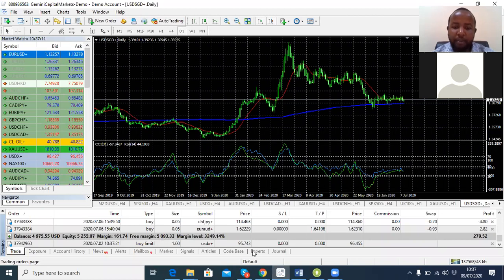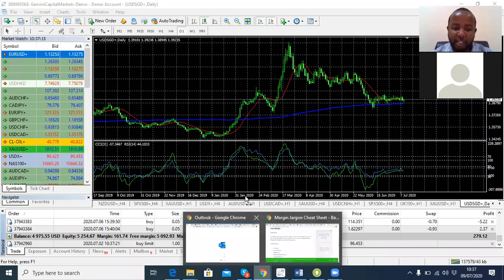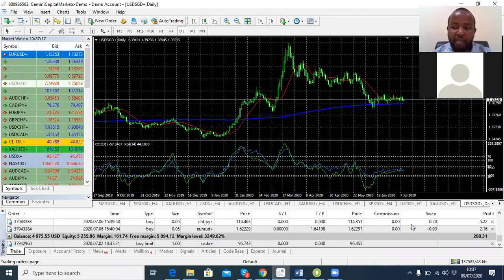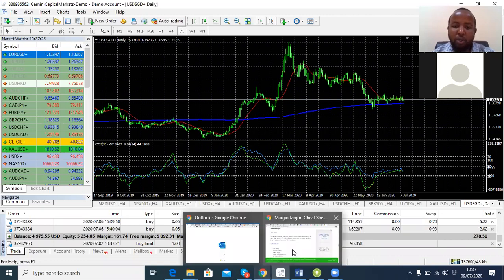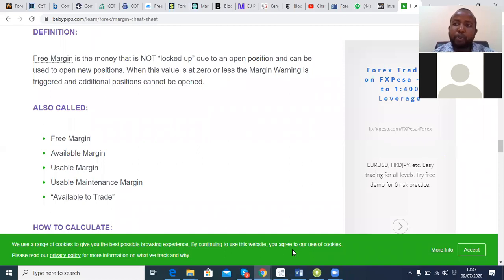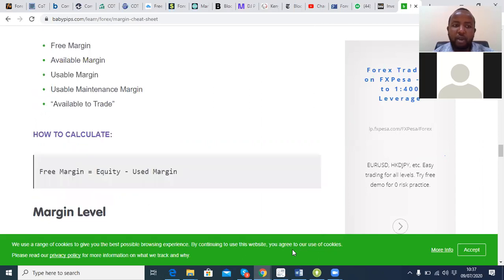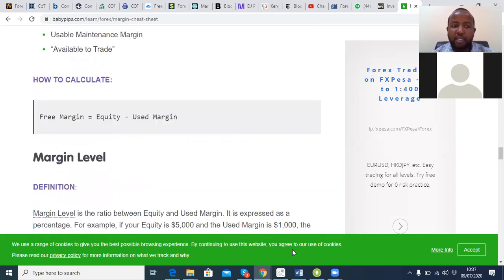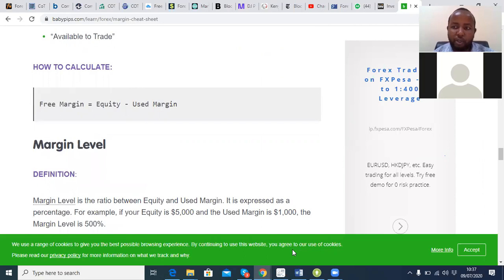It's running here. If this value is at 0 or less, that means our account is not doing very well. You get an email alert or an SMS, or the broker will call you to tell you your trades are not doing well, and some positions will start being closed automatically. Why? So that we can free up margin, because the margin that was there was all used up. It's also called free margin, available margin, usable margin, or usable maintenance margin. Free margin is equal to the equity minus the used margin.